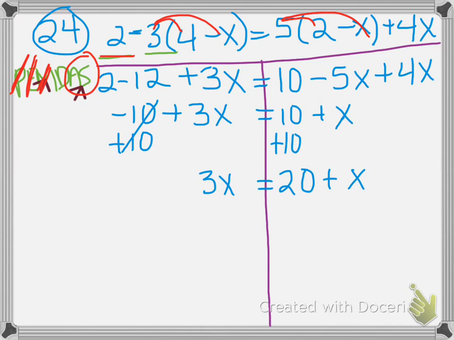We want all of our x's on the left side, so let's go ahead and subtract the x from the right, and we're also going to subtract on the left to keep us even. x minus x is just 0. But on this side, 3x minus x is going to give us 2x, and it's going to equal our 20.